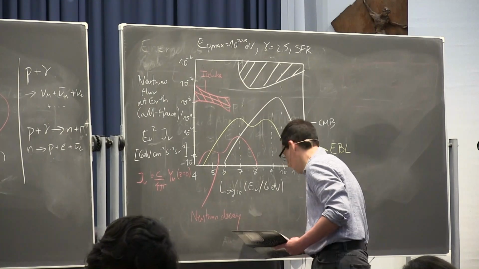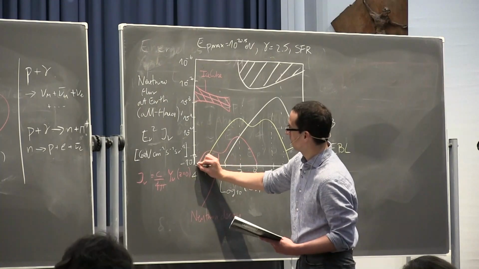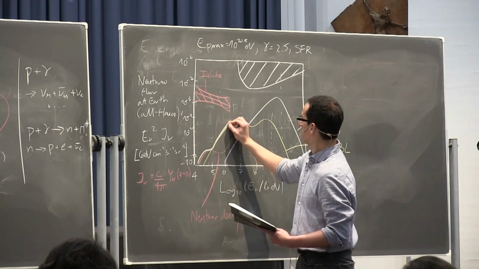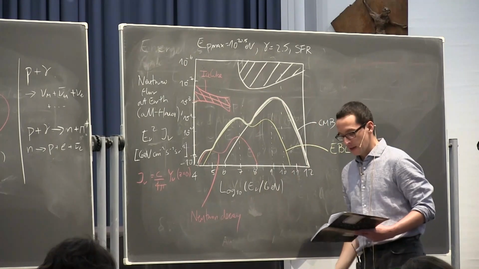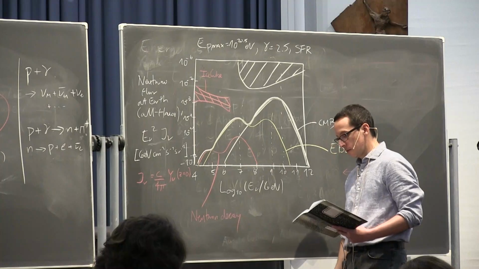So overall, what we expect to see is this spectrum. And that is the spectrum of cosmogenic neutrinos.